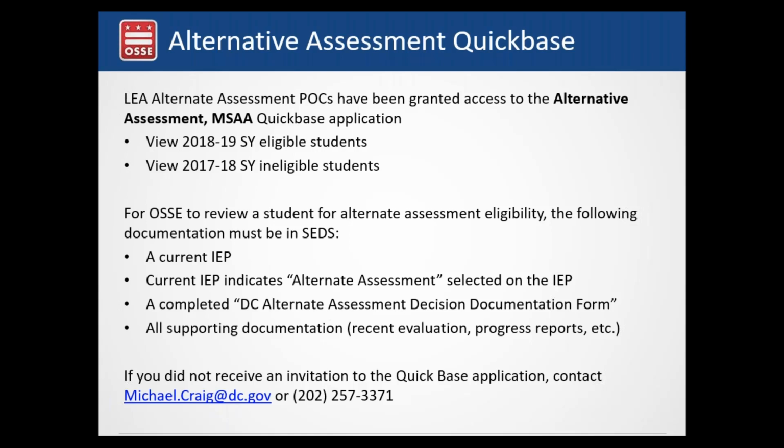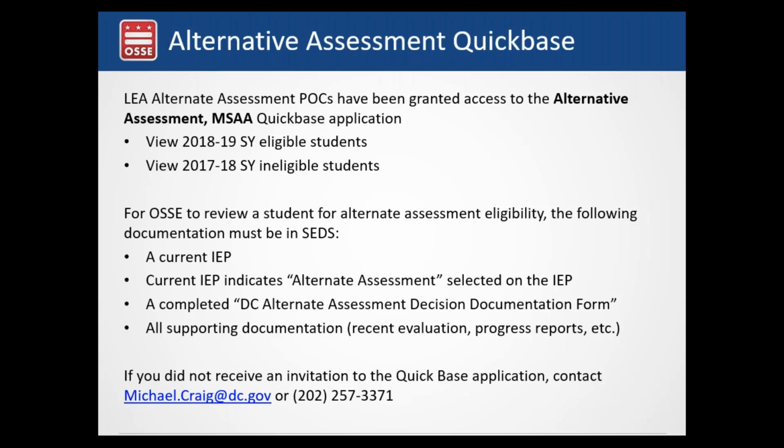In order for OSSE to review applicants for the 18-19 school year, LEAs should ensure that the IEP is current, that the IEP indicates alternate assessment, the DC alternate assessment decision documentation form is completed in SEDS, and all supporting documentation is also uploaded into SEDS, which will include any recent evaluations, progress reports, or anything of that nature.